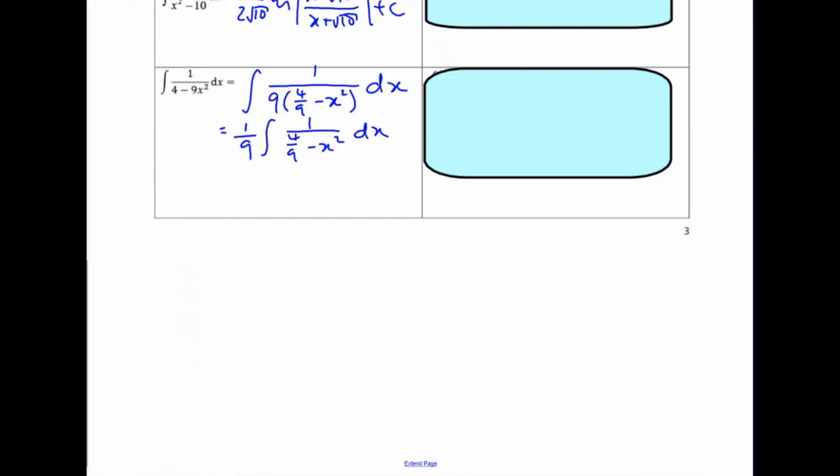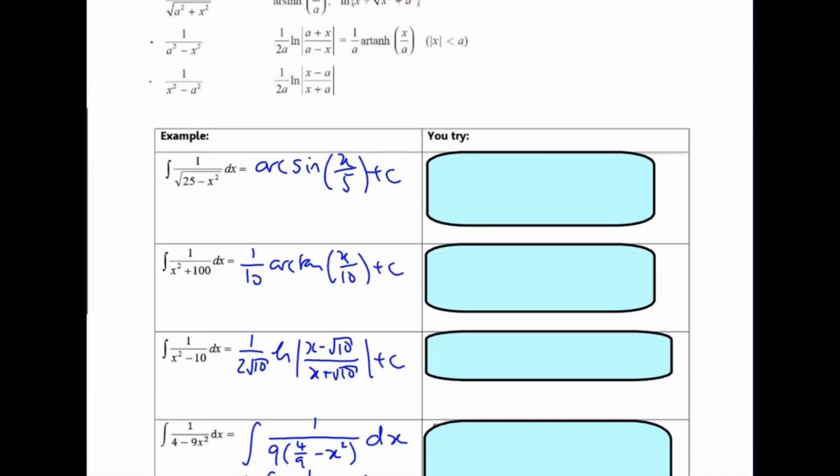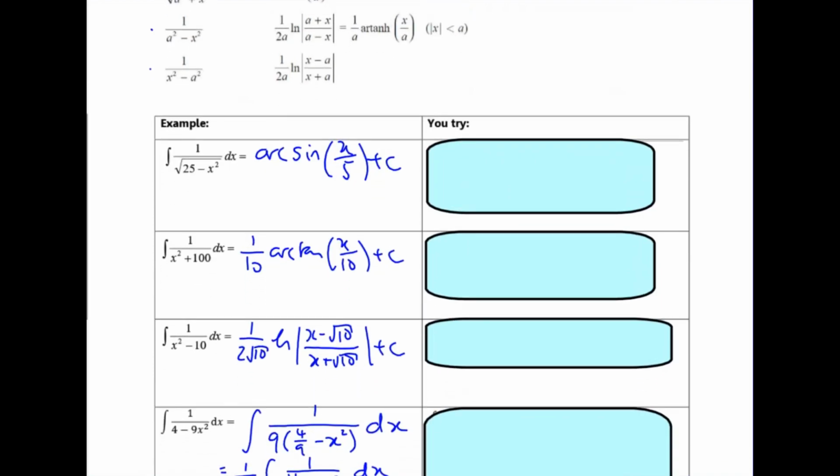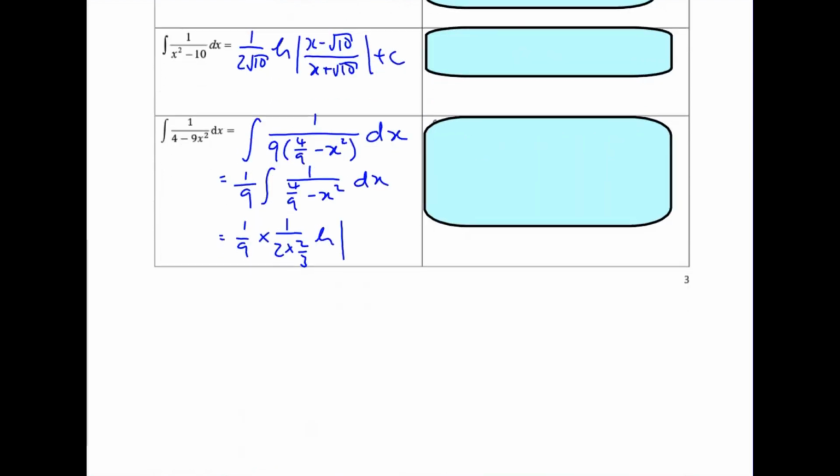Now I can choose the appropriate standard result for this one. I want one that's not got a square root on the bottom. It's got minus x squared, which is going to be the second to last one. My a squared is 4 over 9 in this case, so my a is 2/3, and so I can just substitute that into my standard result. You can either use the ln one or the arctan one, either is fine in this case. So substituting in a is 2/3, that's 1 over 2 times 2/3, then ln of a plus x, sorry, so 2/3 plus x over 2/3 minus x, and then plus c.